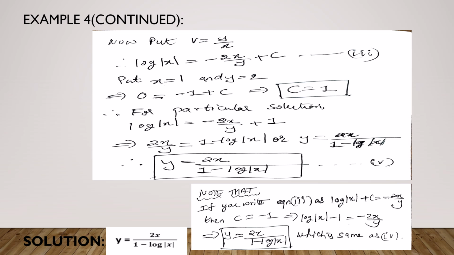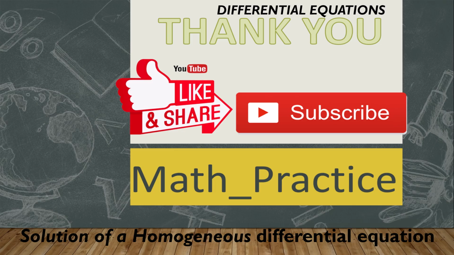Now also note one more thing, that suppose you write log mod x plus c is equal to minus 2x by y. You know c is a constant, it can take any value, you can write it on any side. In that case, if you put the values, you might be getting the value of c as minus 1. But again when you put the value of c, resubstitute it, the last answer will be the same. So no problem. Your answer will be the same. y is equal to 2x upon 1 minus log mod x. I hope the method of finding the solution of a homogeneous differential equation is clear.